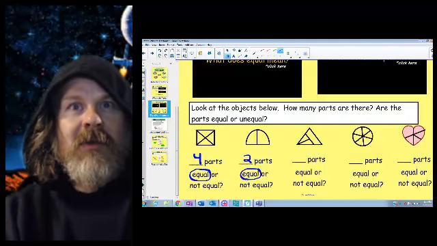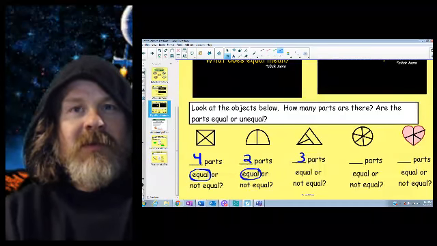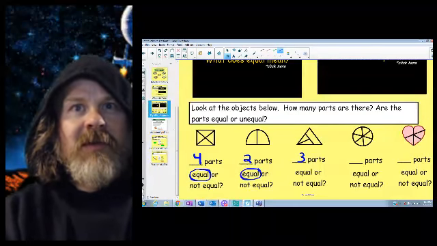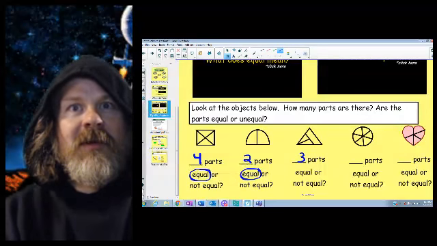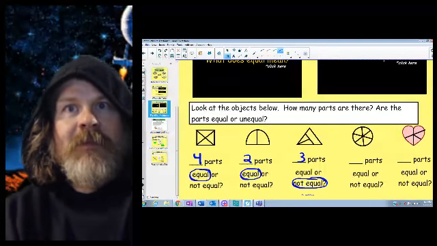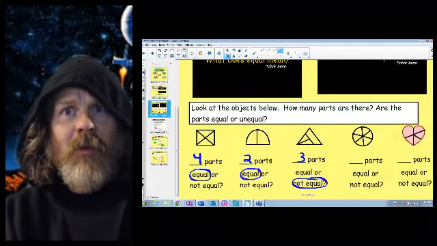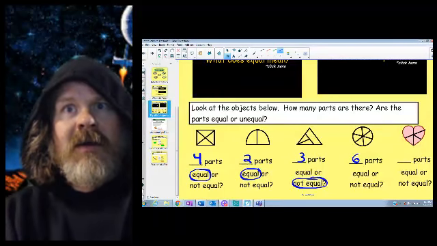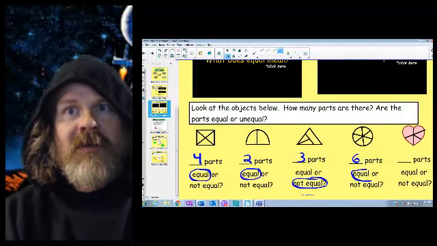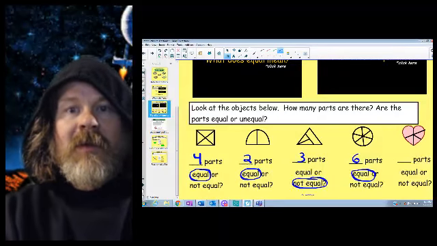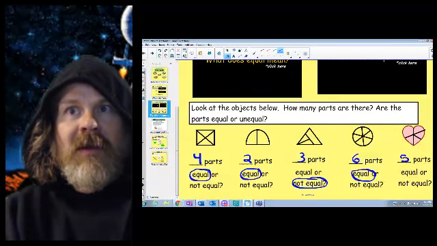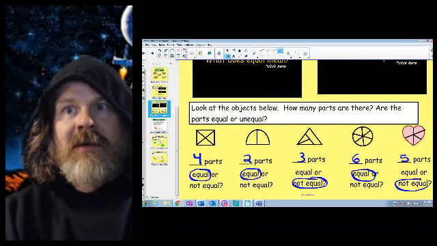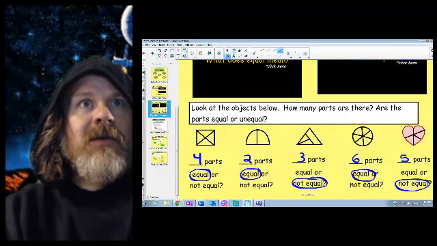In this shape, there are 3 parts. 2 of them look very similar, but this last part is definitely not the same size as these other 2 parts, so this is not equal. And in this circle, there are 1, 2, 3, 4, 5, 6 parts, and each part is the same, so it is equal. In this heart, there are 1, 2, 3, 4, 5 parts, and they are definitely not the same size. They're not equal.